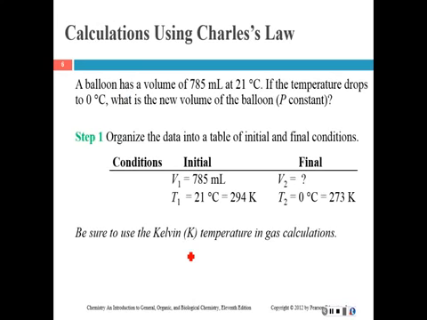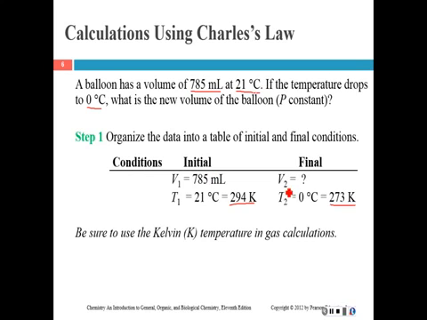So here's an example now. The balloon has a volume of, I'm going to underline the data, 750 ml. So that's going to be V1 at 21 centigrade. Okay, so we measure things in centigrade. That's T1. And you notice right away they changed it to Kelvin. You want to do that right away because you probably will forget, and that messes everything up. If the temperature drops to 0 centigrade, what will the new volume be? So now they changed the 0 centigrade to 273 Kelvin.